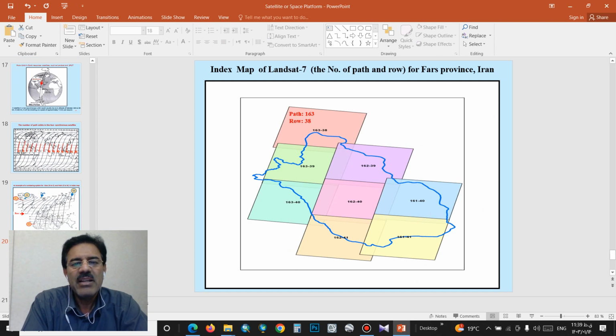This slide is showing the index map of Landsat 7, the number of pass and row for Fars province, Iran. For example, 163, this is pass. 38, this is row. And another row and pass.